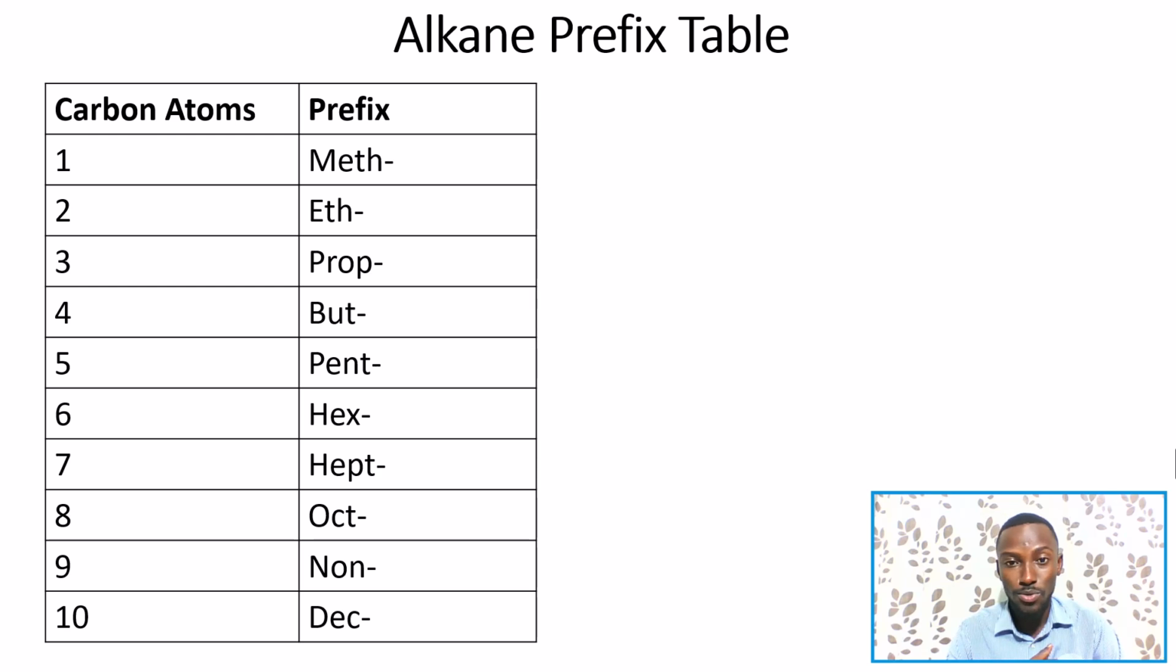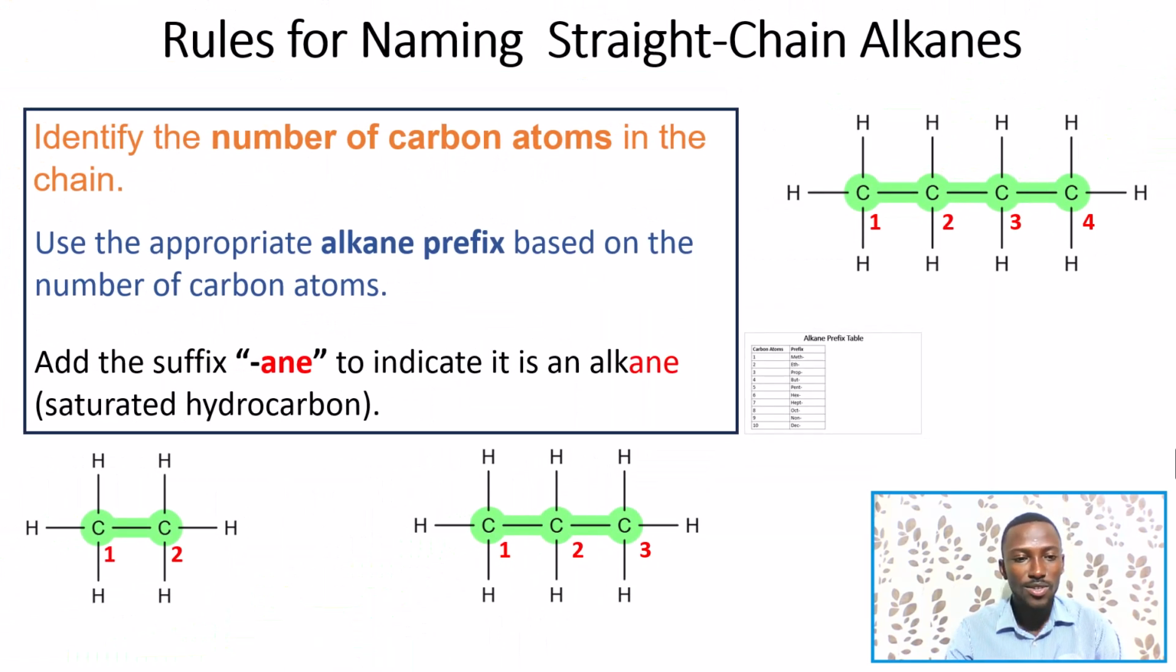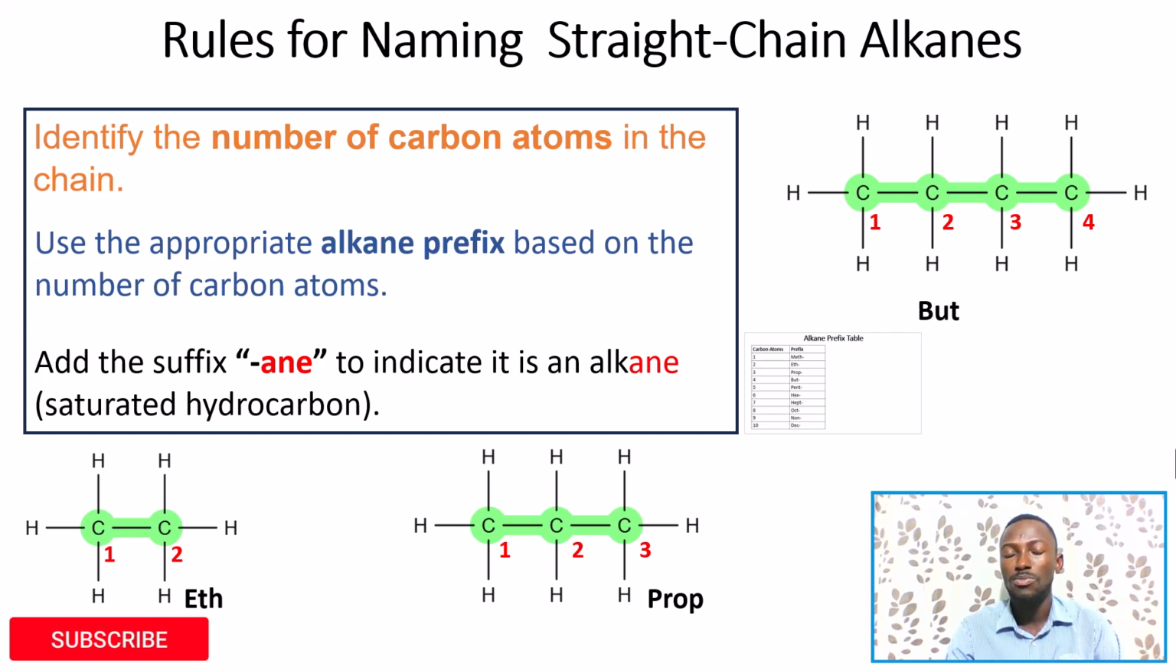So for the examples we had on the earlier slide, we have 2 carbons, 3 carbons, and 4 carbons. For the 2 carbons, we are going to write ETH, 3 carbons, prop, 4 carbons, but. Keep that in mind whilst you go back. So for the first alkane, the prefix is going to be ETH. For this one, it's going to be PROP, and it's going to be but. Now we are done with the second step.